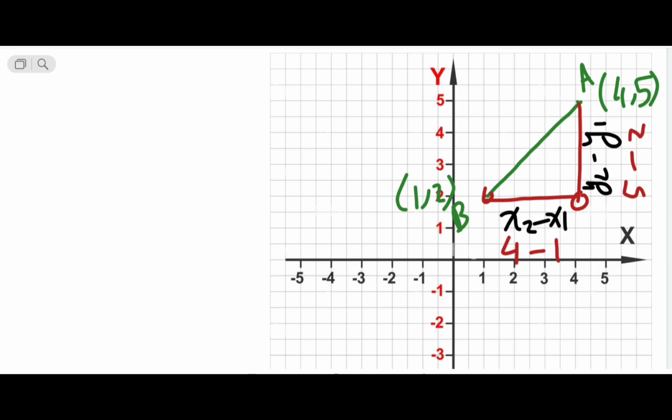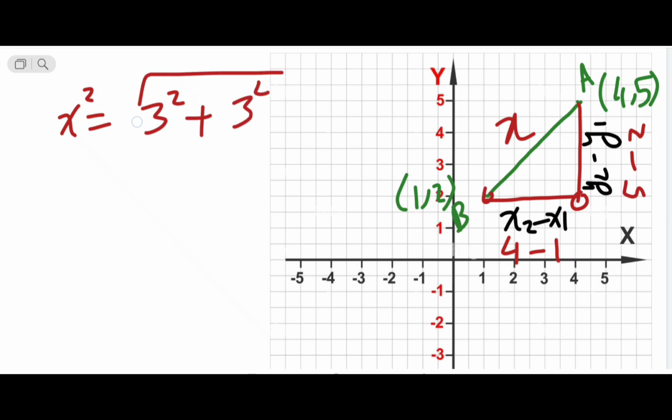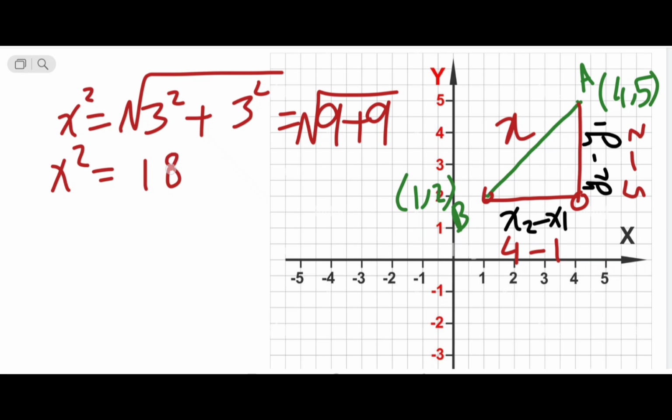So in the Pythagoras theorem, this is the hypotenuse, so the hypotenuse squared is equal to one side, 4 minus 1, which is 3, squared, plus this side, 5 minus 2, which is also 3, squared, and square root. So 3 squared is 9, plus 9, and square root. So x squared is equal to 18, and square root. Clear? So this is Pythagoras theorem.